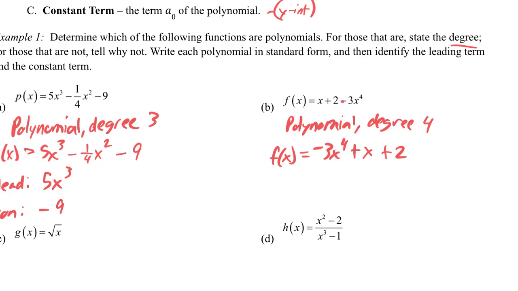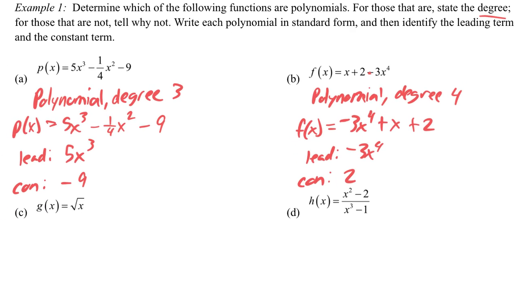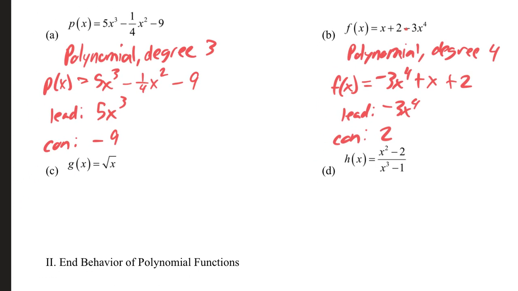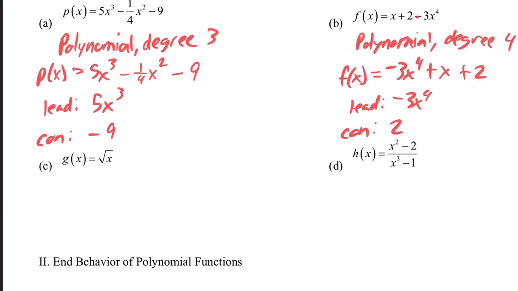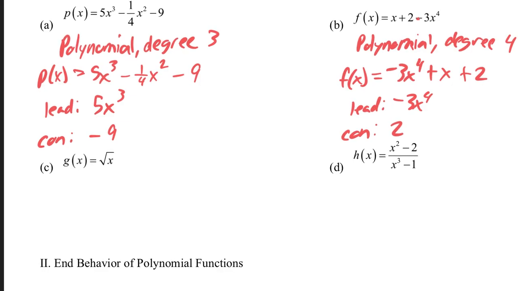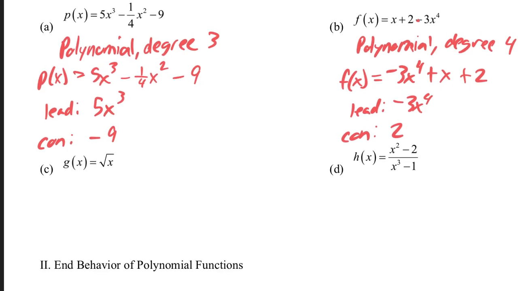I'm missing a few terms there. I'm missing an x cubed term and an x squared term, and that's okay. The leading term is the negative 3x to the 4th. The constant term is a positive 2. Okay, and then we go to C. G of x is the square root of x. Is that a polynomial? No, it's not. Why not?